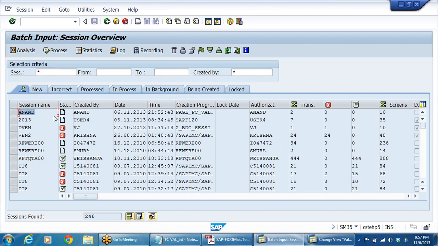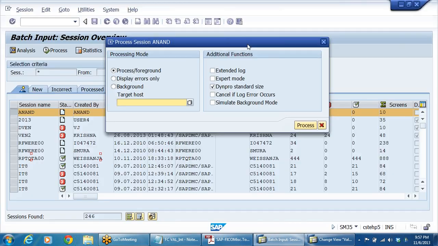See, latest session, foreign currency valuation. Select it, click on process. Right, you can take process foreground or process background. Let me take process foreground only. We'll see how the system is going to post accounting entries. Click on process.